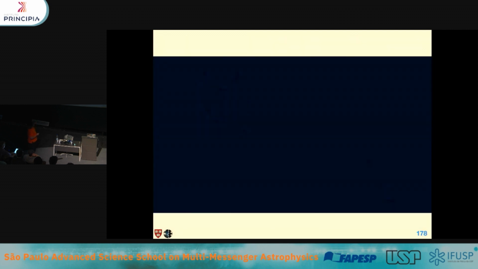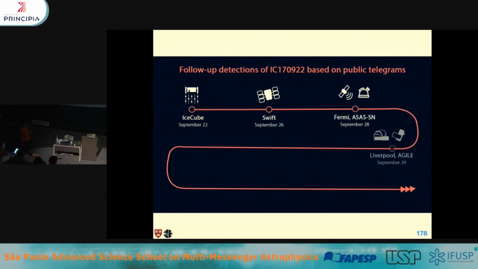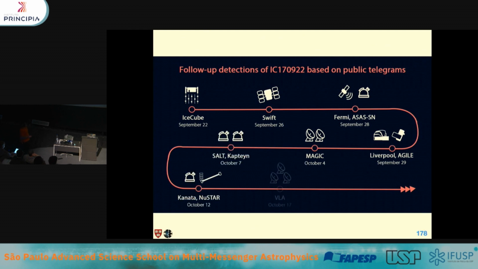And I believe I have an animation. Hopefully this works. So this is how things went. IceCube saw the event in September 2017. The follow-up observations were Swift, Fermi in the following days, then Arguelles, MAGIC, SALT, and other observatories. And eventually this led to a campaign of observation of this event that led to publications in Science.